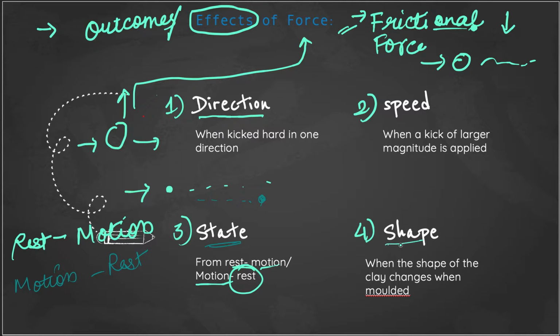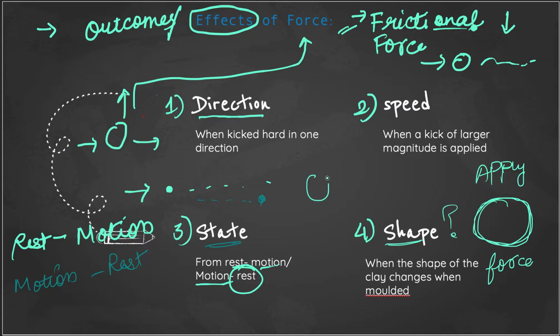Now we come to the shape. How can the shape of an object change? Using force. For example, if you are playing with clay dough, how do you change the shape of this clay? When you apply some force on it. Because of this force applied, this clay dough changed its shape from either a circle to a rectangle or any XYZ shape.